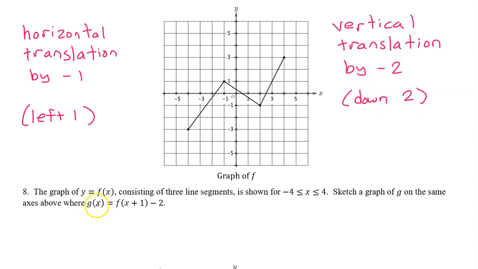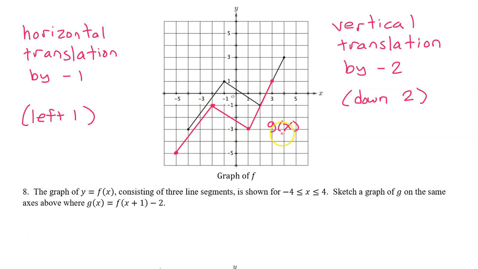To graph the transformed function g of x, all we have to do is take the 4 key points from f of x and move them left 1, down 2. For example, this point, if we go left 1 and down 2, will be right here. Take this point, left 1, down 2. Grab this point, left 1, down 2. Grab this point, left 1, down 2. Then connect the dots, and that's it.